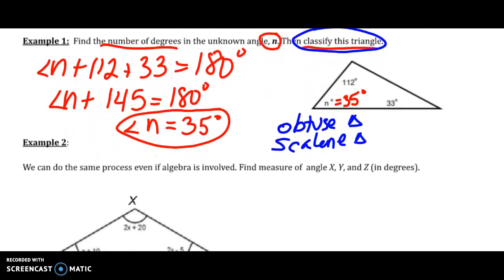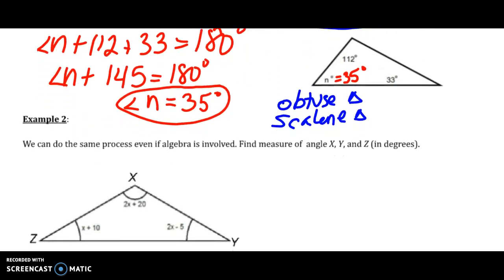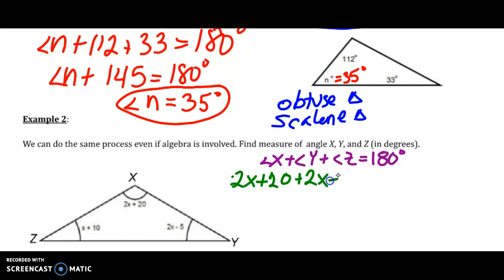Let's try a more advanced application of the triangle angle sum theorem. So even if there's algebra involved, we can still solve for the unknown angles. So notice all of these have the same variable, so we know that angle x plus angle y plus angle z equals 180 degrees because they are all the interior angles of the triangle. We have 2x plus 20 plus 2x minus 5 plus x plus 10 equals 180, and now we're at algebra. We're done with the geometry topic.